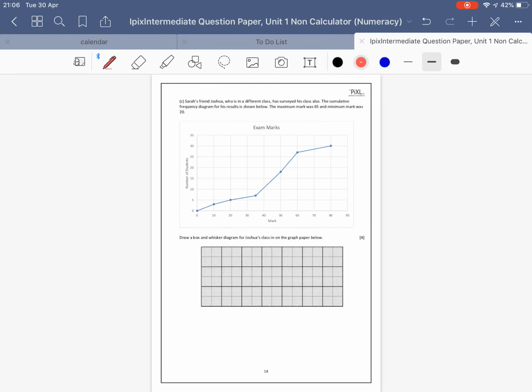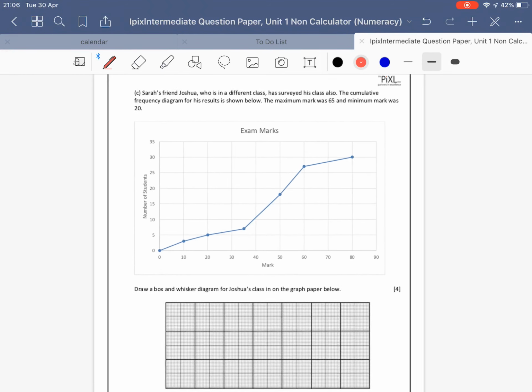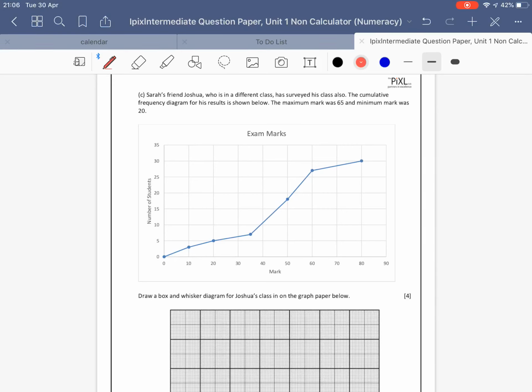Okay, the hard stuff, cumulative frequency. Here's another one. They have not joined that up with a ruler. They always do stuff like this. They join it up with a ruler and then they'll ask you what's wrong with it, and you'll be like, well, it's joined up with a ruler for a start.